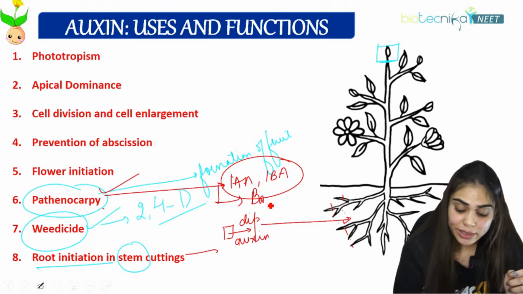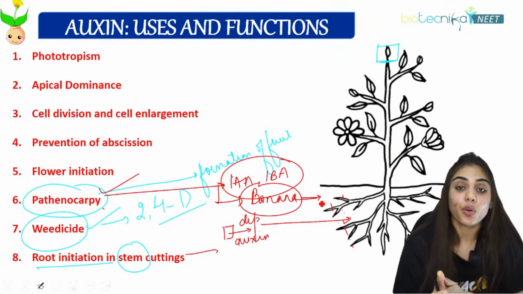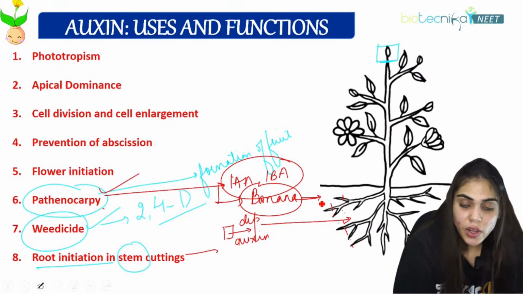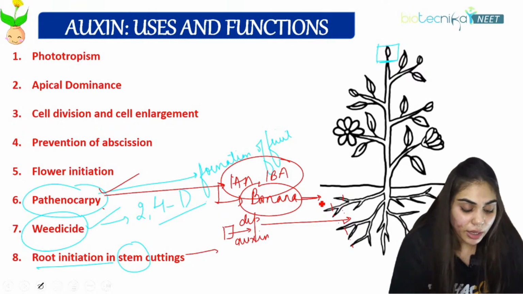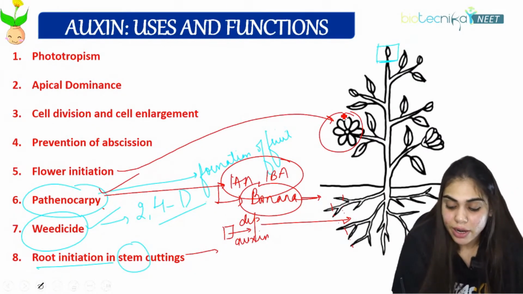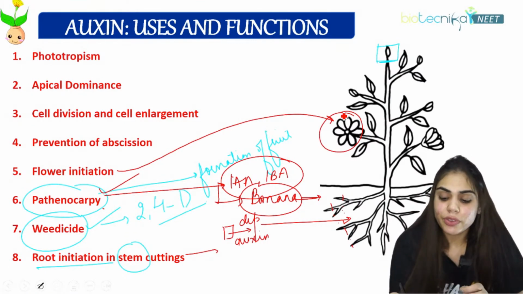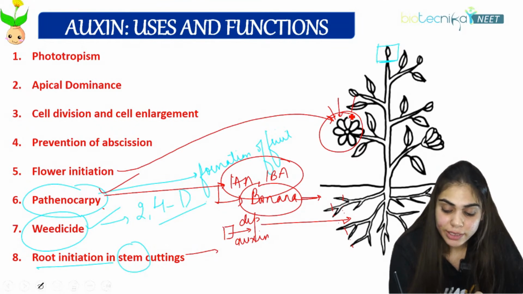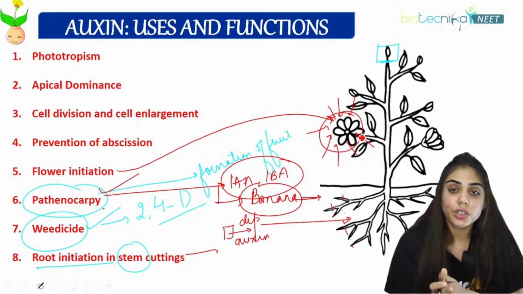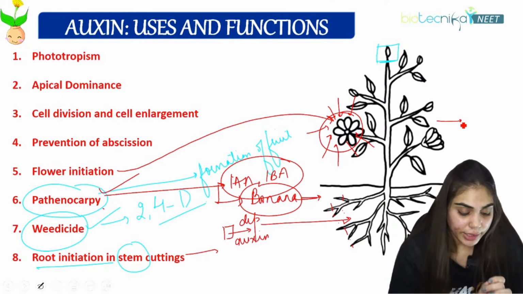If you are spraying this auxin in the banana agricultural field, you will get n number of bananas. This is because of auxin. So auxin is also helping in the parthenocarpic process. It is also used to initiate the formation of flowers. Suppose the plant is not bearing any flower, but if you spray auxin here, it will cause the initiation of flowers. It will help in the formation of flowers in this plant body. That is what is called flower initiation.